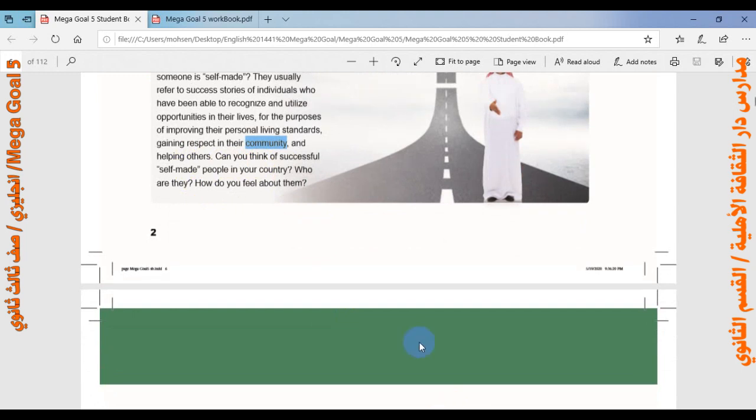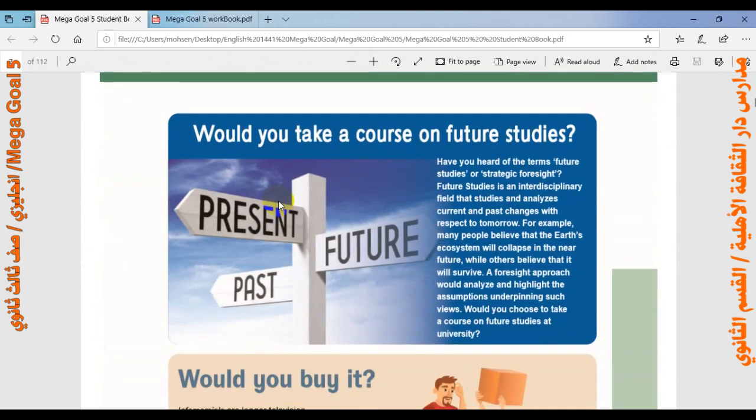Can you think of successful self-made people in your country? Can you tell us more stories about self-made people who are successful and self-made in your country? Can you tell us more? That's all.